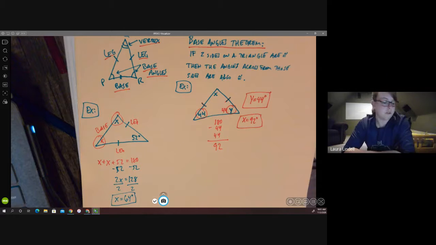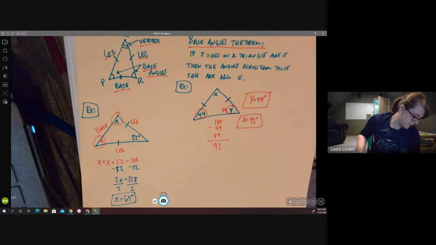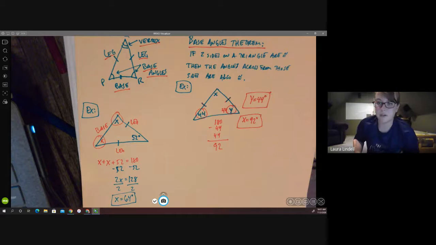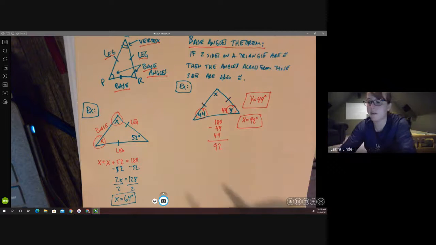So those are our first two cases. The next thing we're going to do here is we're going to extend this to equilateral and equiangular triangles real quick.